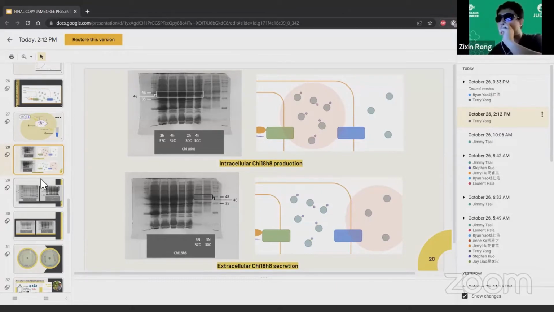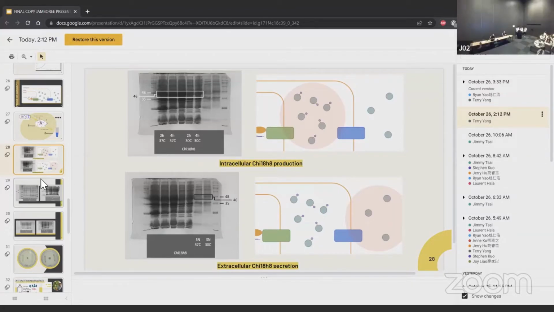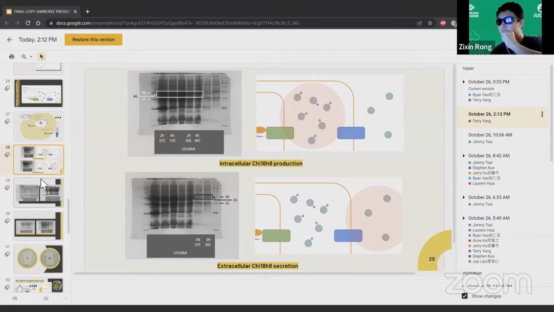I have one question. Can you hear me? Yes, we can hear you. Okay, so I want to know what's your future plan? Because it seems that you just performed the SDS-PAGE. What's the future experiment plan you are going to do to prove your concept and your data?